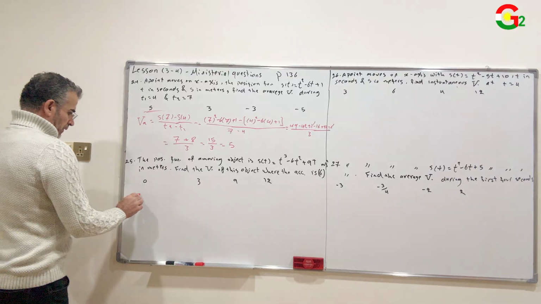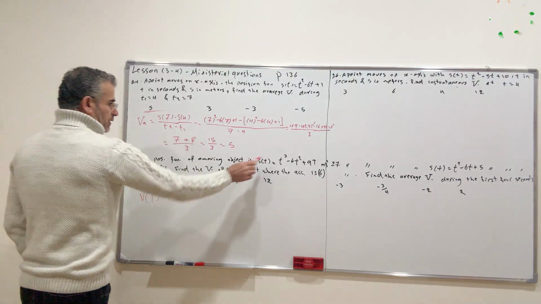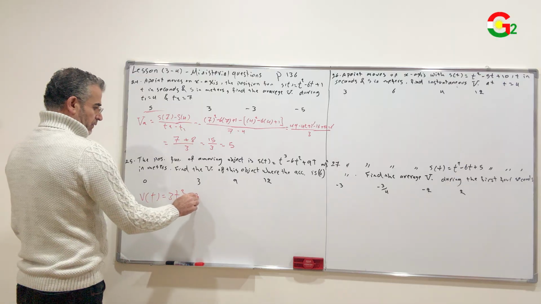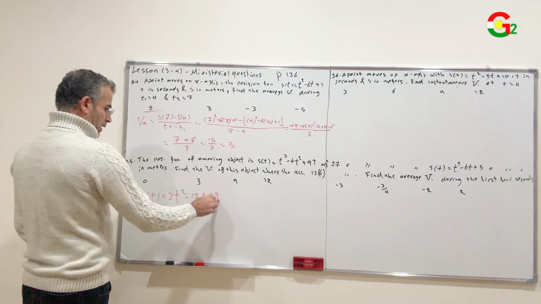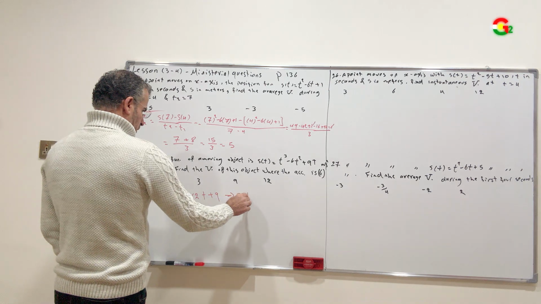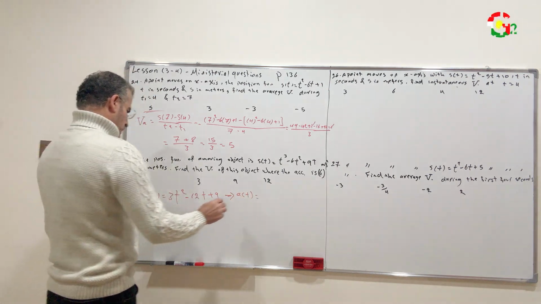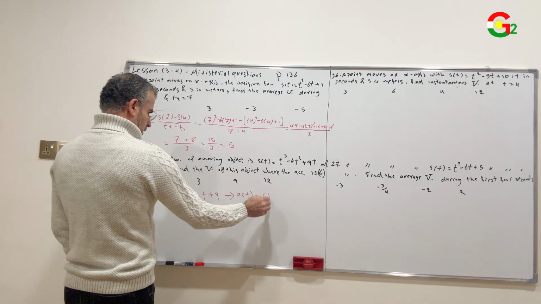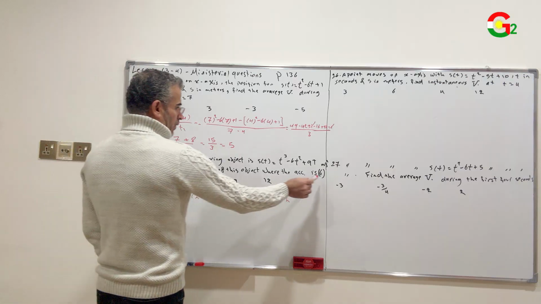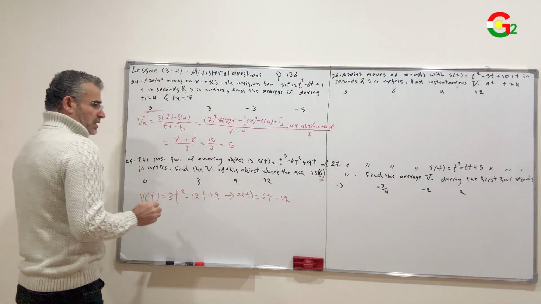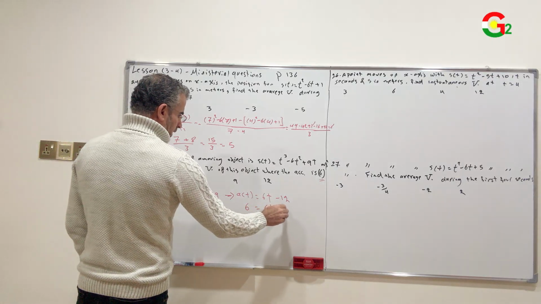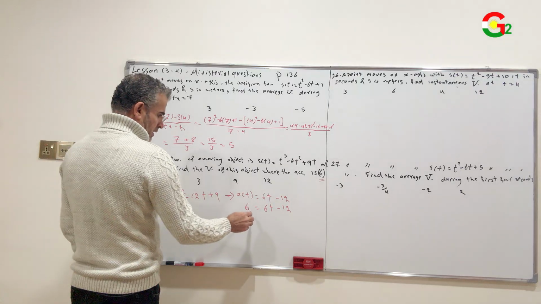First, we find the velocity function, v of t. Find the derivative of the position function: 3t squared minus 12t plus 9. Then, we find the acceleration function by deriving the velocity function: 6t minus 12. Then, we find the time when the acceleration is 6. Therefore, set the acceleration to 6 and find the time where the acceleration is 6.